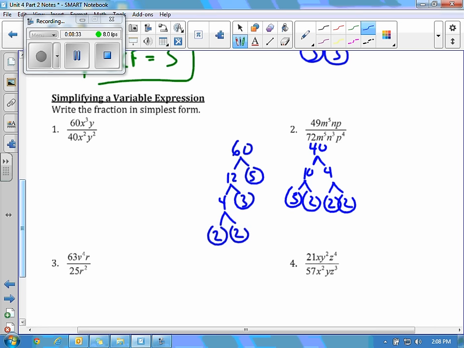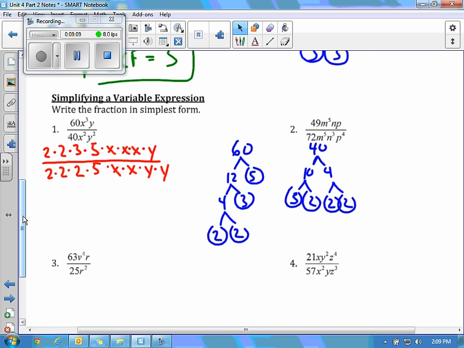So now I'm going to write out my factors on the top and the bottom. So for the top, 60 is going to turn into 2 times 2 times 3 times 5. And then I also have 3 x's and a y. And then on the bottom, 40 is going to break into 2 times 2 times 2 times 5. And then I have 2 x's and 2 y's.